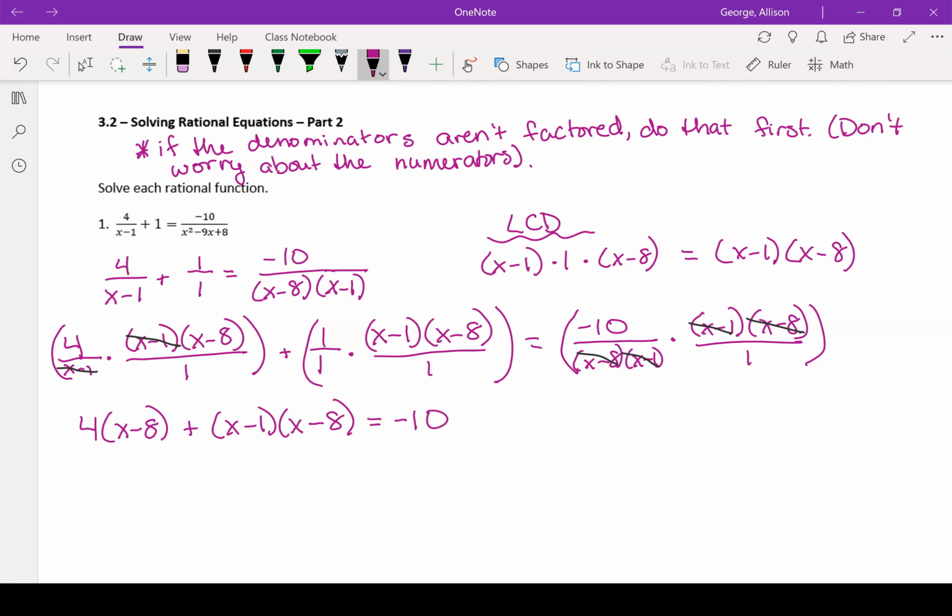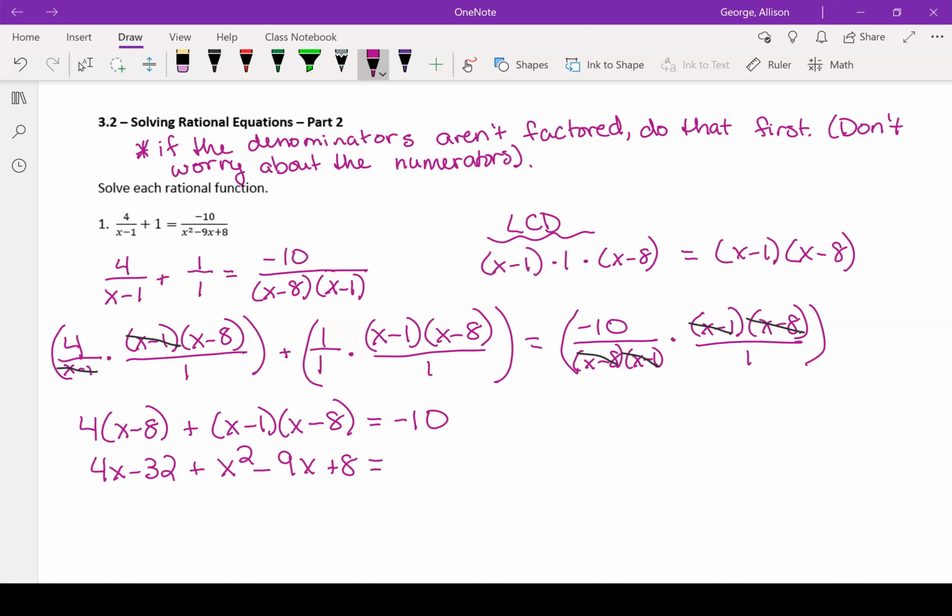equals negative 10. Alright, so we need to simplify where we can, so use box method if you need to. Go ahead and do FOIL if you want, however, just distributive property, whatever's easier for you. So that first parenthesis is going to give me 4x minus 32. The second one's going to give me x squared minus 9x plus 8. And then that's going to equal negative 10.